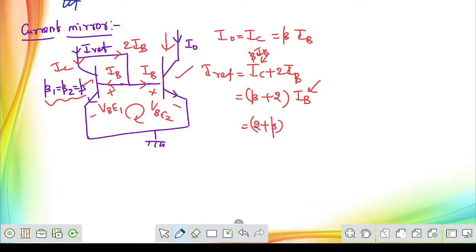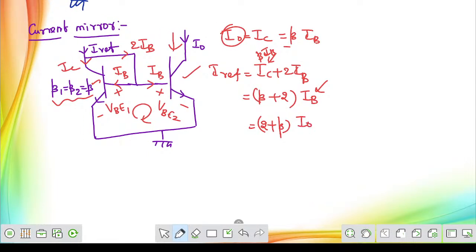But this base current will be replaced by the output current I naught divided by beta. So this is equal to the reference current I reference. Now from here, what you want is the output current I naught, which is going to be beta by 2 plus beta times I reference.